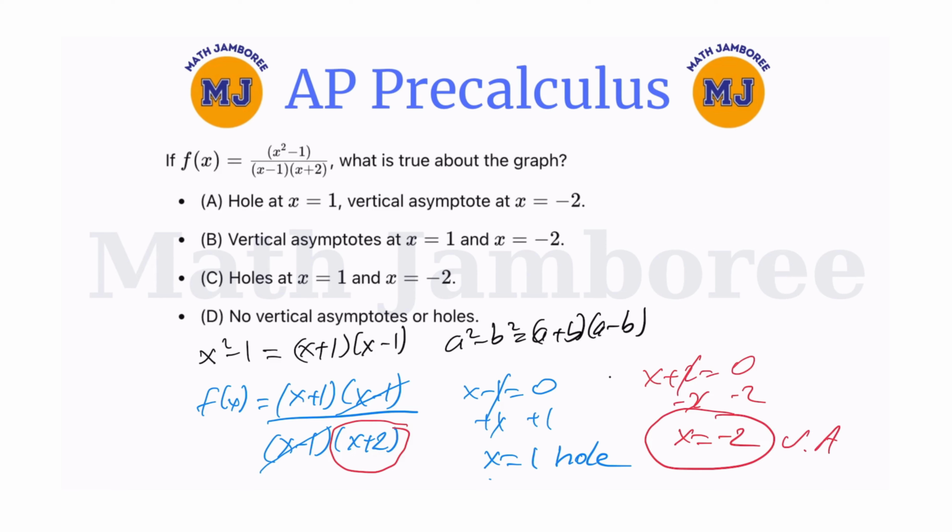So when you go through the choices, choice A has a hole at x equals 1 and a vertical asymptote at x equals negative 2. This perfectly matches our analysis. B, vertical asymptotes at x equals 1 and x equals negative 2? No, they're not two vertical asymptotes. Holes at x equals 1 and negative 2? No, we don't have two holes. No vertical asymptotes or holes? No.